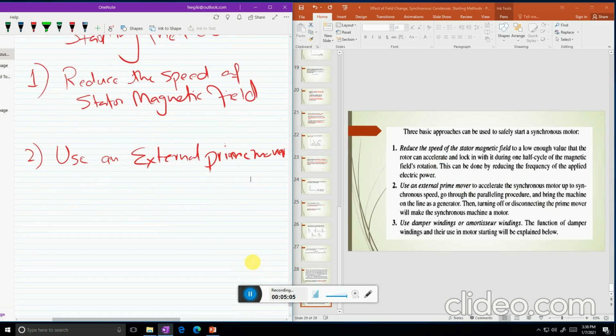And the third method is to use damper winding. So these are the three methods used for starting the synchronous motor.